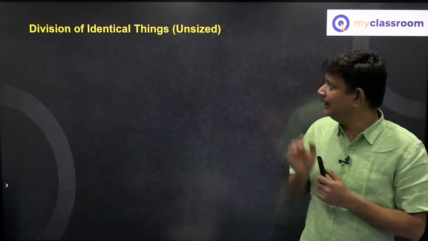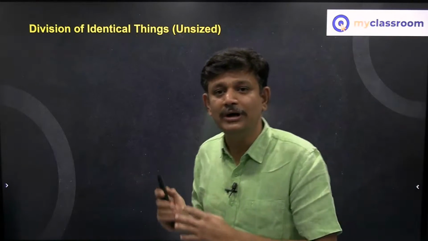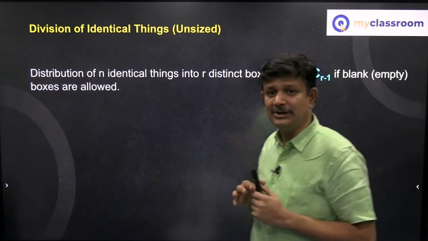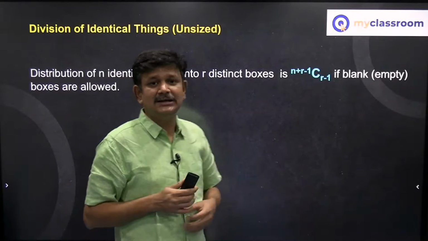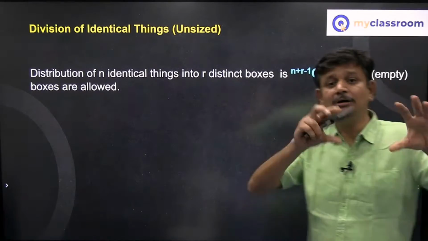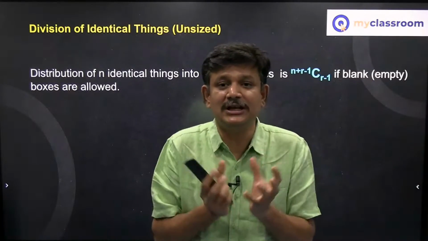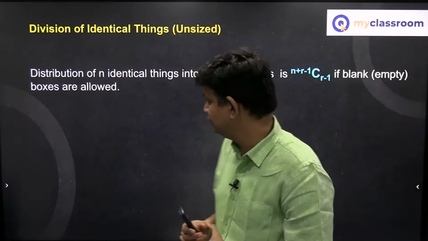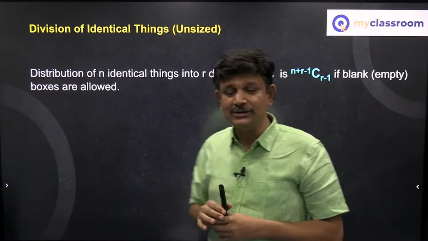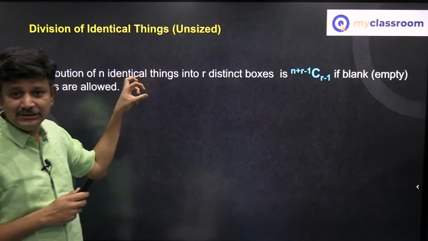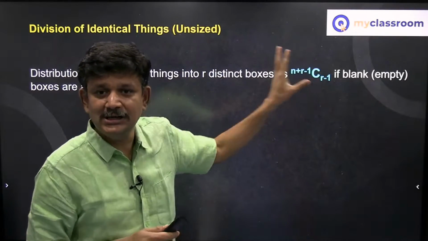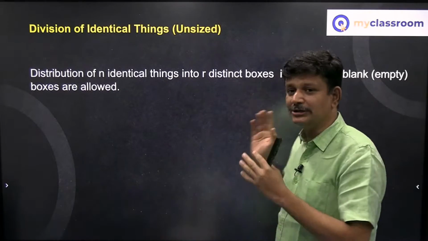Next, division of identical things. This we will do in more detail in the multinomial theorem. I will just tell you the basic principle, how it works. If you have identical things, say 10 identical things, and I have to distribute them among r distinct boxes, or give these 10 identical things among 3 persons, those questions fall under this category. In how many ways can I do that? n plus r minus 1, C r minus 1. N identical things can be distributed among r persons in n plus r minus 1, C r minus 1 ways, if empty boxes are allowed.